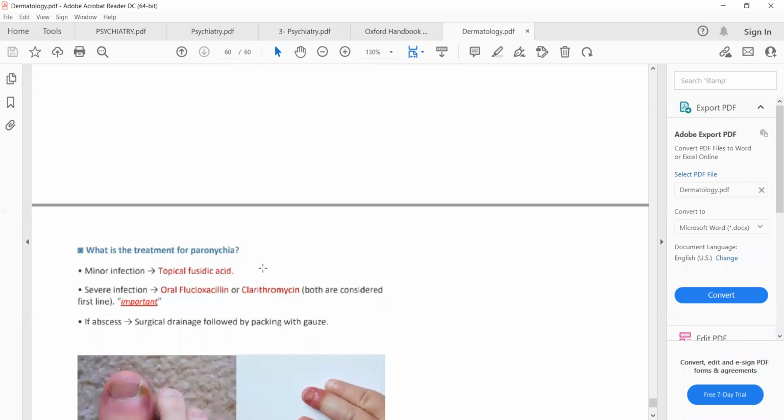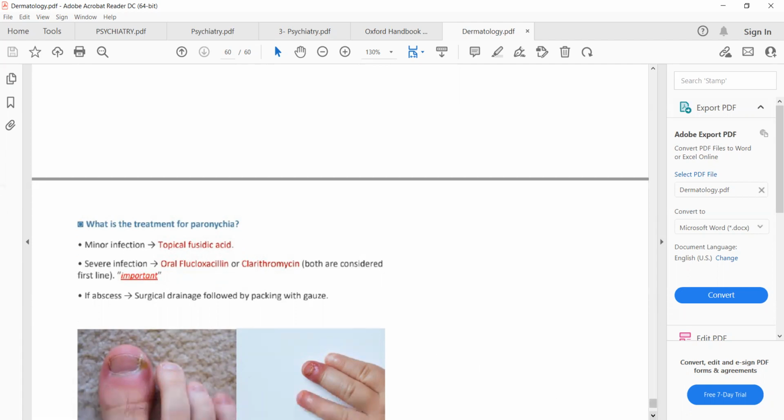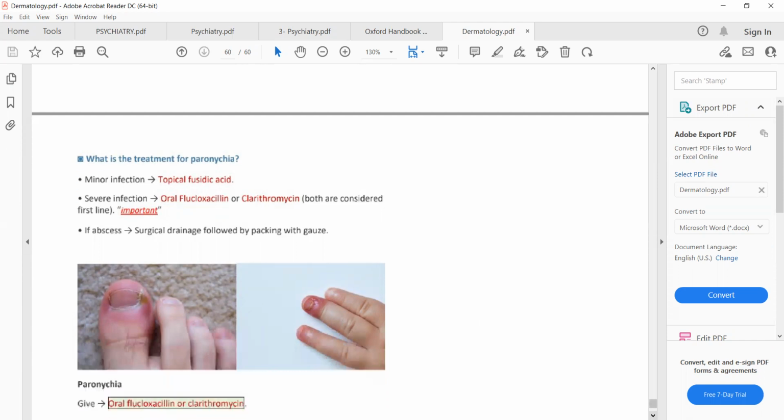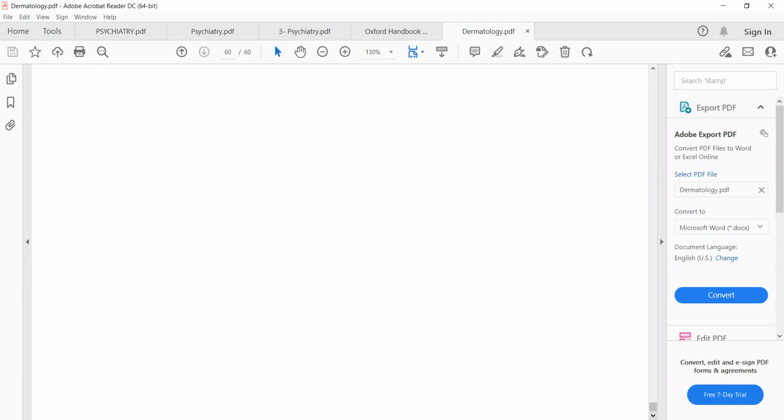again, because the causative organism is Staphylococcus aureus, oral fluoxetine, or if the person is allergic to fluoxetine, clarithromycin will be used. And if there is abscess formation, then along with antibiotics, surgical drainage is also required. So this was all about paronychia. So our dermatology is finished.